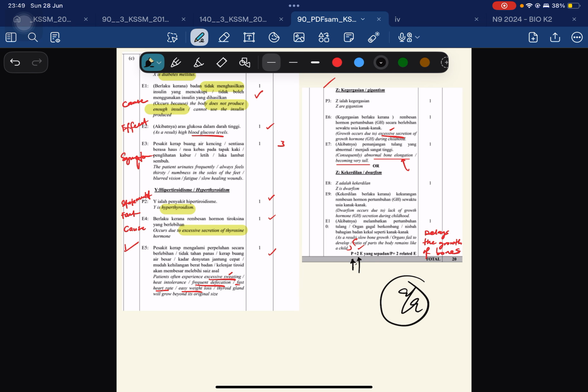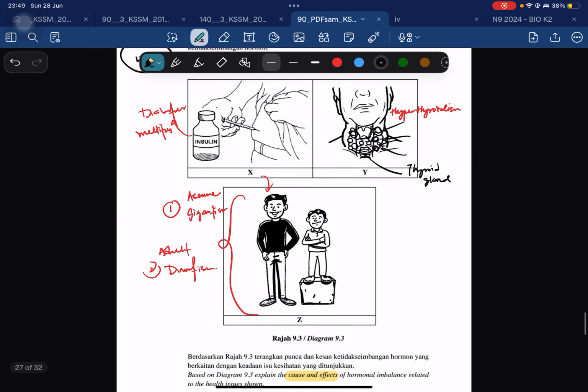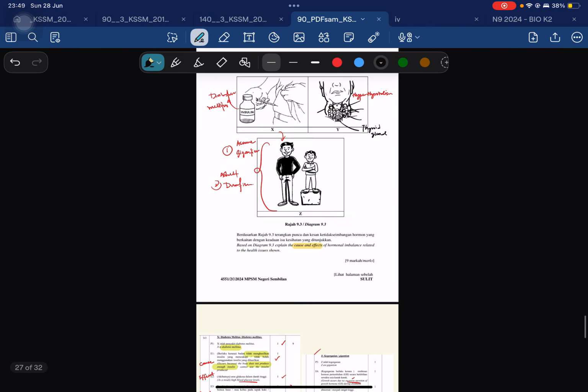Actually we know that health issues related to hormonal control are just about what? Just about excessive secretion or even low secretion of the hormone, just like that. And you need to know the cause or even some symptoms and also the result of it. This is just overall about 12.7. So I hope this helped, and thank you so much. I think that's all. Thank you.